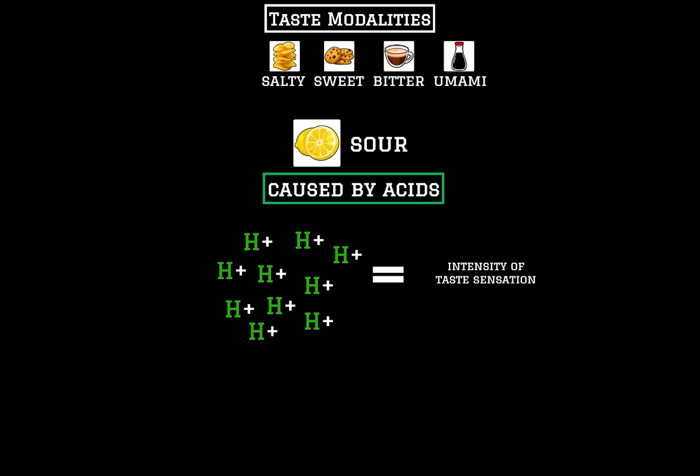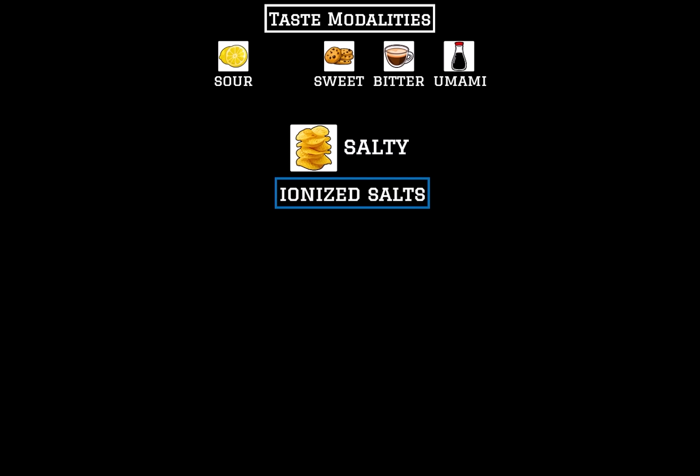This means that the more acidic the food, the stronger the sour sensation becomes. The salty taste is formed by ionized salt, mainly by sodium ion concentration. Different salts taste slightly different from one another because they can trigger additional taste sensations beyond just saltiness.